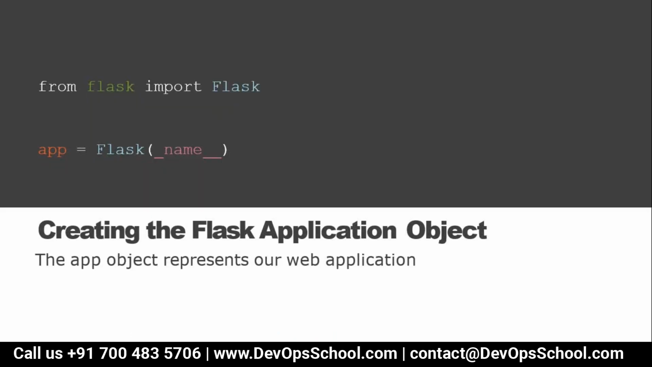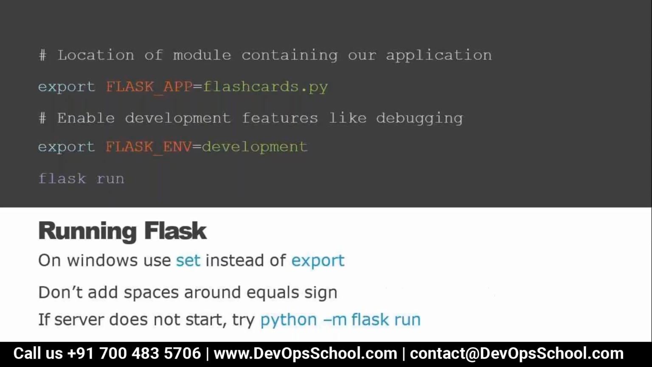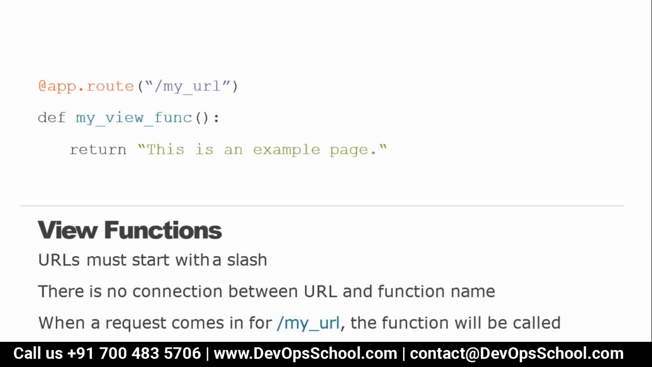So this is a whole Flask application. It's a very simple hello world application. It's not something big or very complicated, very simple one. I'll show you. And then how do you see the function? The URL must start with a slash. It's important. There's no connection between the URL and function names, remember that. And when a request comes in for that URL, the function will be called automatically.